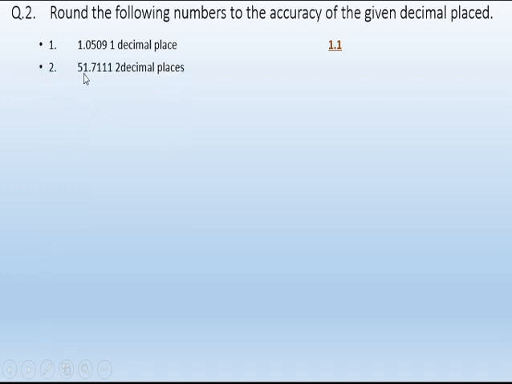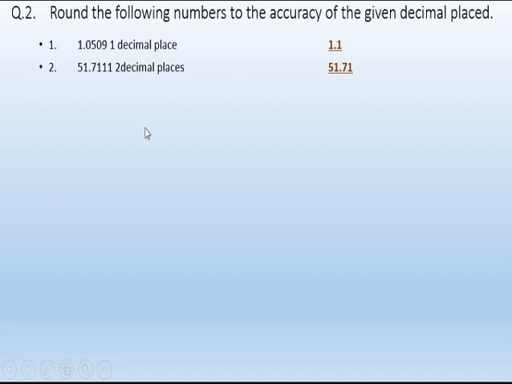Now 51.7111, 2 decimal places. It means we'll be keeping 7 and 1, the 2 numbers after the decimal point, and the rest, 11, will be removed. Whenever we are removing 11, the first number is 1, which is not 5 or more, so it will remain the same. So 51.71 will be your answer.